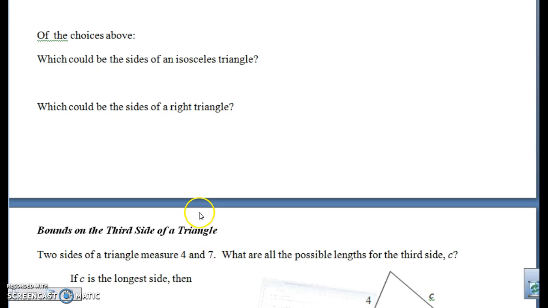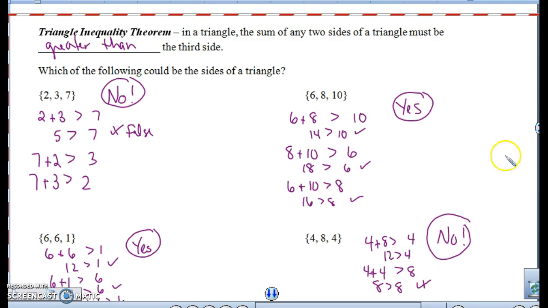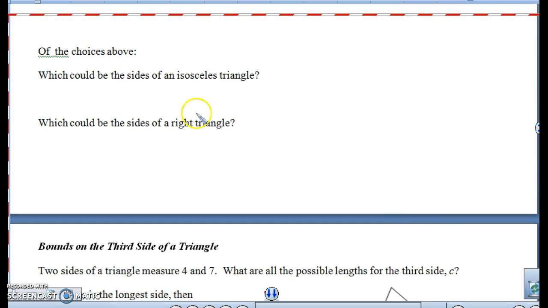Now, of those triangles that we just figured out, which were the two above, which one of these could be sides of an isosceles triangle? Well, we decided that these two were triangles. Which one of 6, 8, and 10 or 6, 6, and 1 is isosceles? Well, it'd have to be 6, 6, and 1 because an isosceles triangle has two sides congruent.